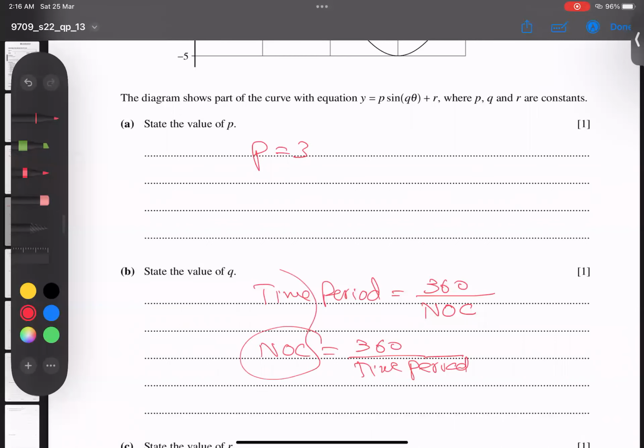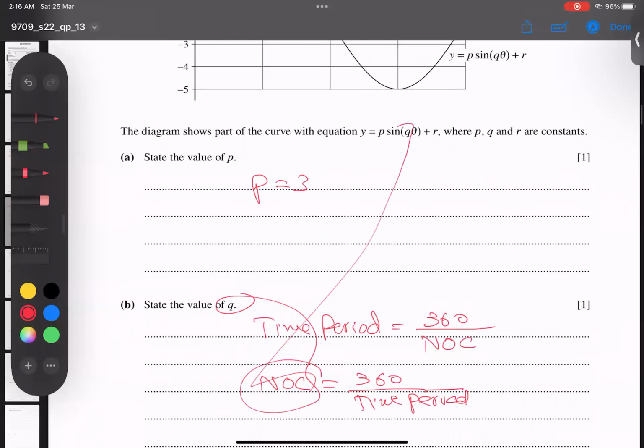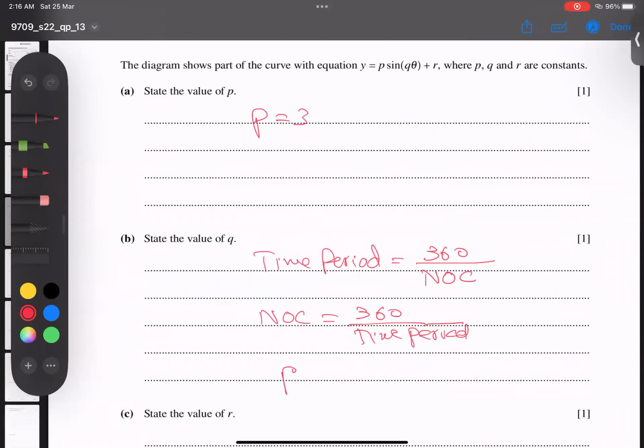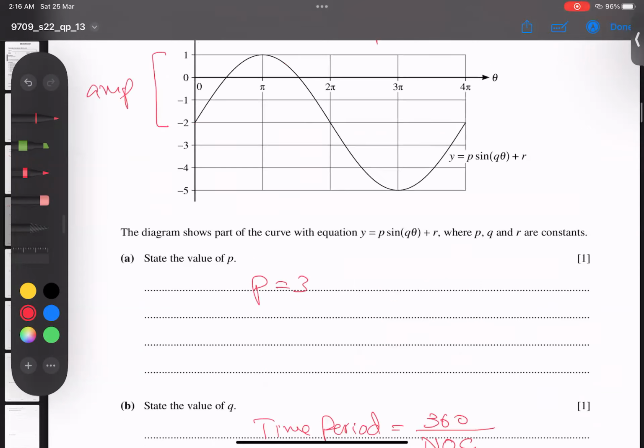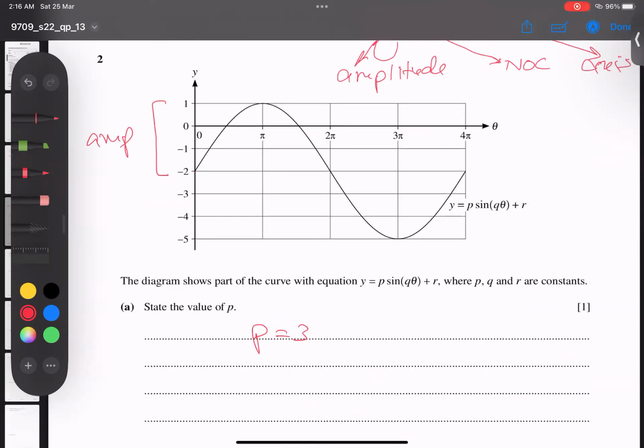And NOC is actually Q here. How? You can see the bracket theta coefficient. So I can write directly Q here. So Q is equal to what? 360. So the time period is the definition of how much time it takes to complete one cycle. I repeat, in how much angle does it complete one cycle? So you can see that, and we can understand from here.